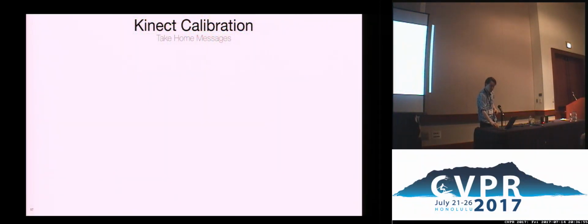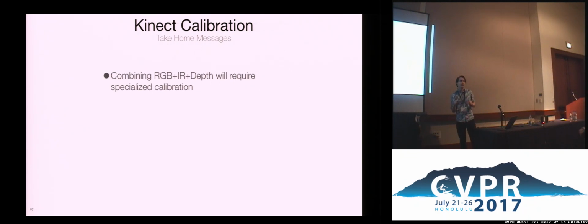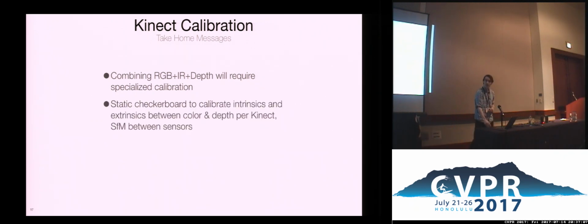So I think the take-home message here is that if you're trying to combine all of these different sensors, you'll require a specialized calibration that has to bridge the gap between all of these sensors. And the solution that we're currently using is a compromise. We use the static checkerboard pattern calibration to calibrate each of the sensors' depth with respect to the color camera, intrinsics and extrinsics. And then we put all of the sensors together using the structure from motion approach that Hanbyul was talking about.